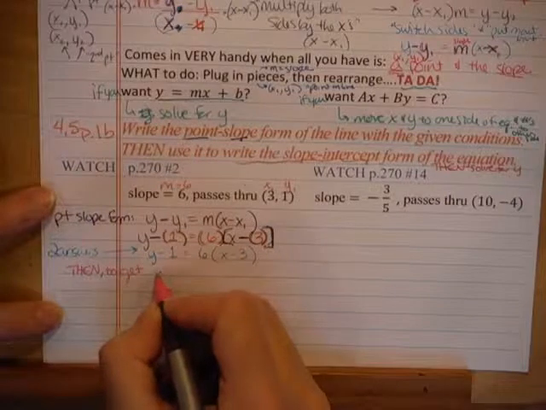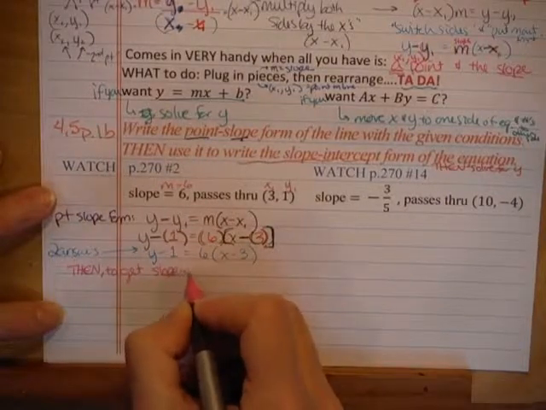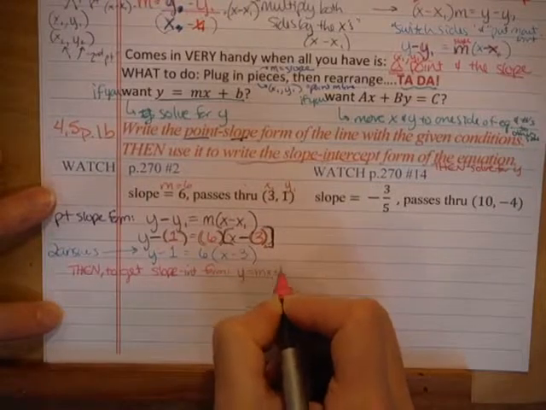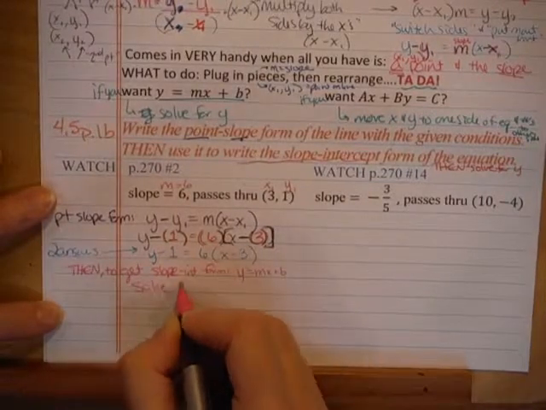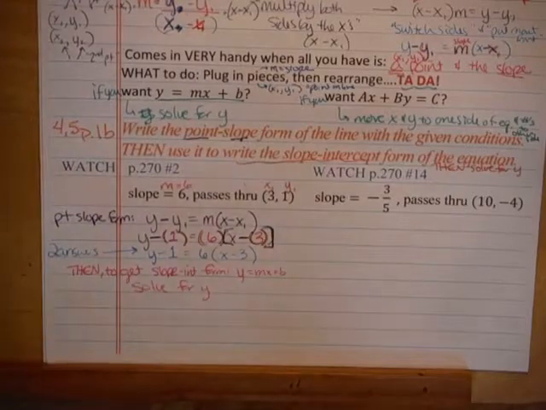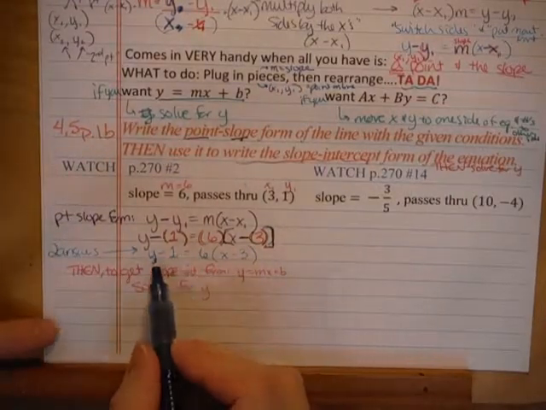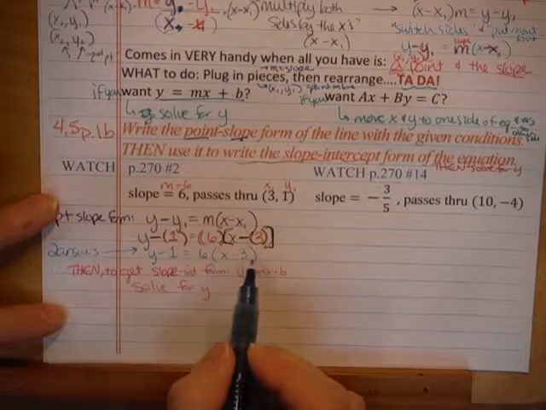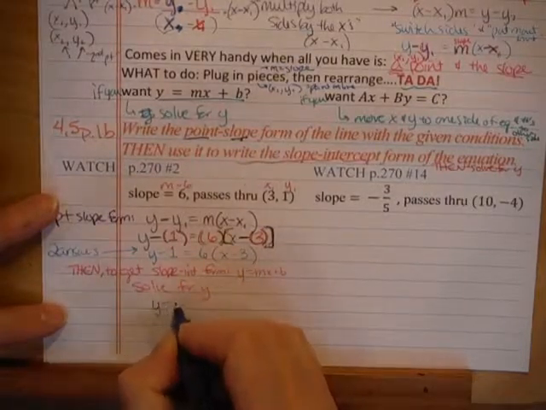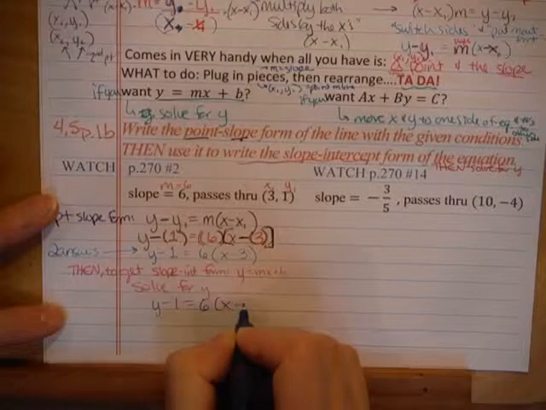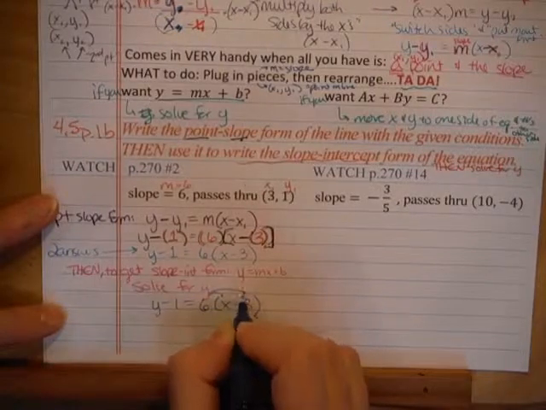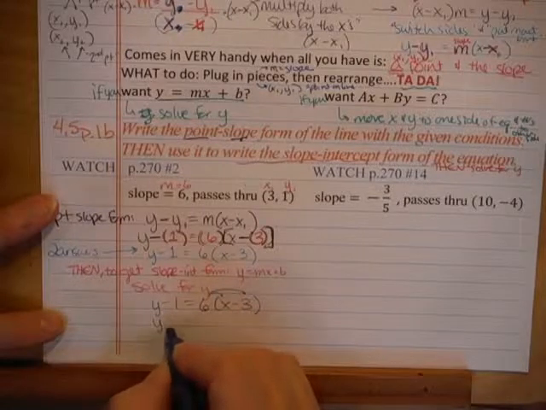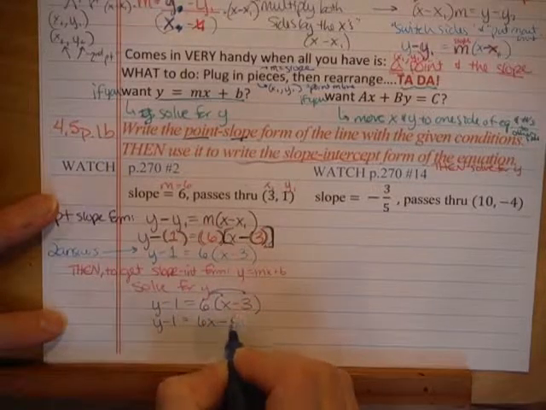Now let's do our next part. Then to get slope-intercept form, which looks like this, y equals mx plus b, I would solve for y. So in this case, I need to get y all by itself on one side. I need to take care of any simplifying that needs to happen. So I've got y minus 1 equals 6 times x minus 3. I'm going to start by distributing that 6 and getting rid of the parentheses here. So y minus 1 is equal to 6x minus 18.